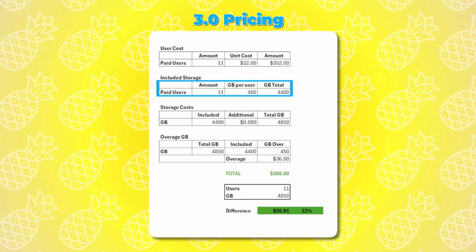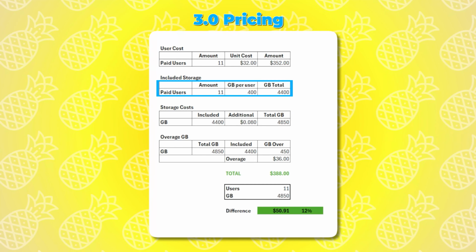The next box is showing our included storage we just calculated, and the following box is the overage fee per gigabyte. So if we go over the included 4.4 terabytes, we pay 0.08 cents per gigabyte. Next box is our total gigabytes used. Looks like this is more than the included gigabytes.